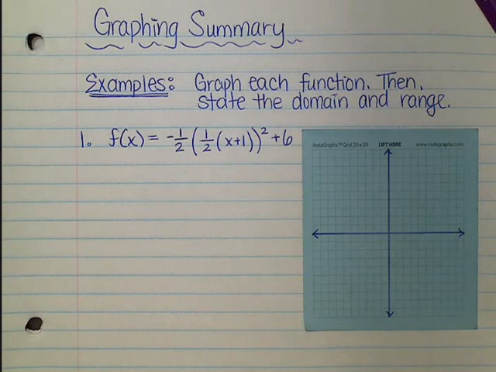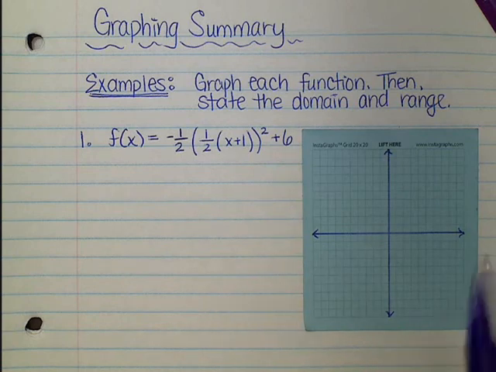Okay, we're going to look at a couple of examples just to summarize the graphing that you have looked at in terms of quadratic functions and root functions. We're going to look at all the different transformations and how to graph them and state the domain and range of the functions as well. For the examples that I have, it says graph each function and then state the domain and range.